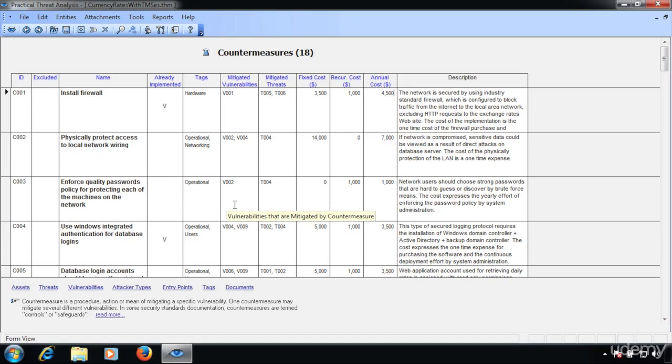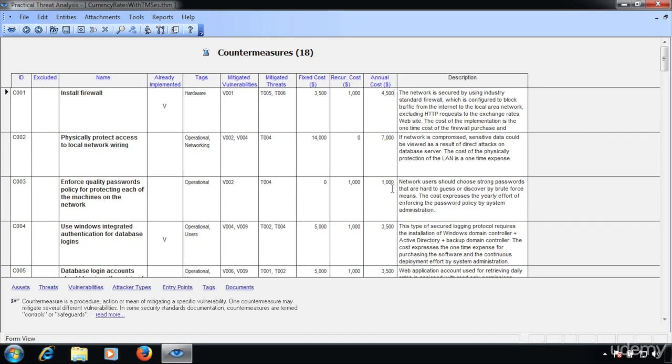Enforce quality passwords. So this is a kind of policy, right? So now we see that there is no fixed cost. Why? Well, that's because you're not buying anything here. It's just a policy. Now the recurring annual cost is $1,000, but it could be the salary of an administrator handling this kind of stuff.